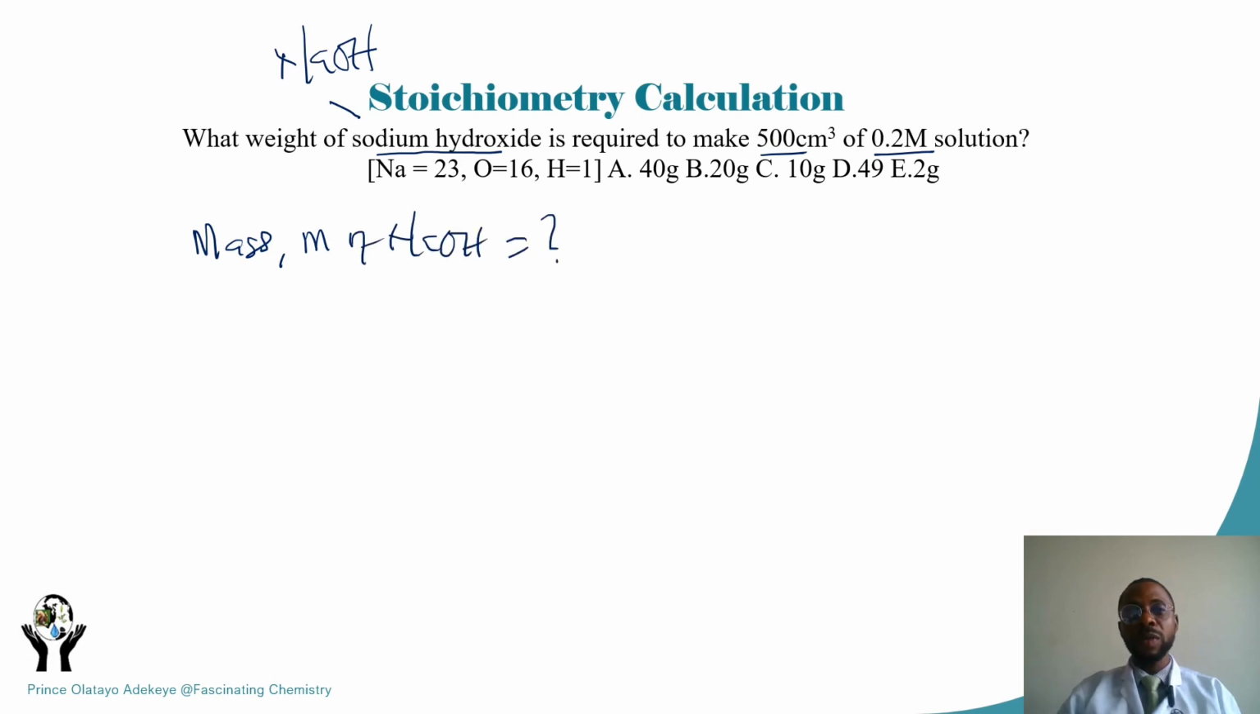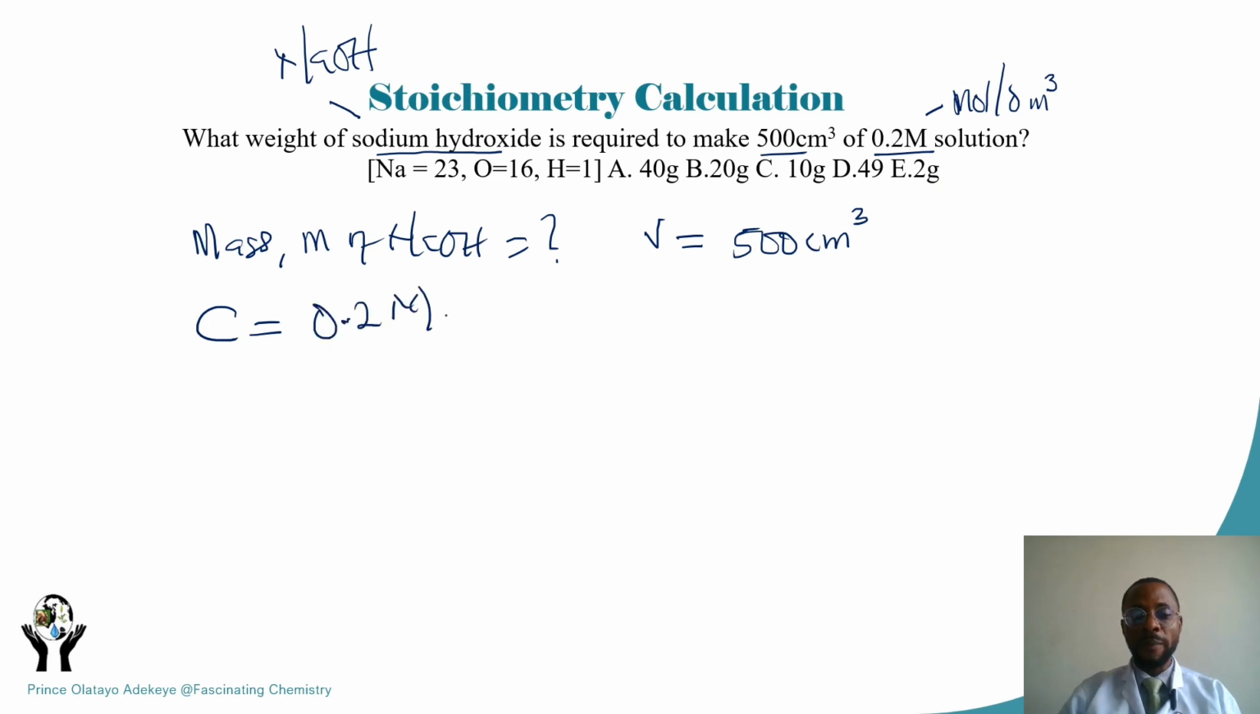We don't know. Required to make 500 centimeter cube. That is volume. Volume V equals 500 centimeter cube of 0.2 molar. This capital M also means mole per dm cube, which is the unit for molar concentration. So it is either written as 0.2 molar with capital M, or it is written as 0.2 mole per dm cube. Either way, you know that it's talking about molar concentration. So we have 0.2 molar. So how do we go about this? We're given volume, we're given concentration.